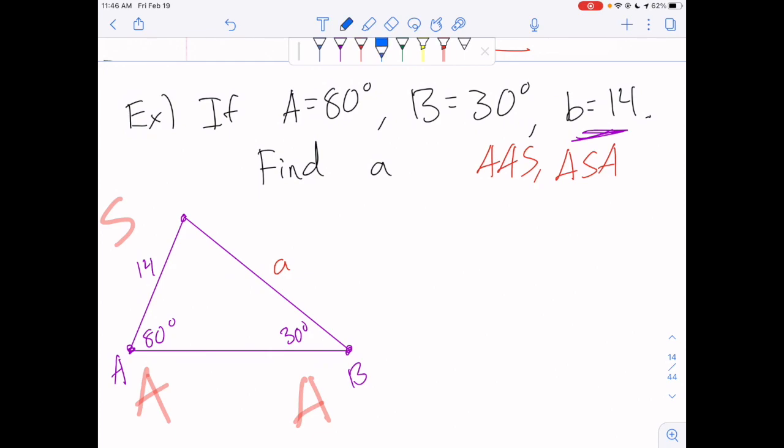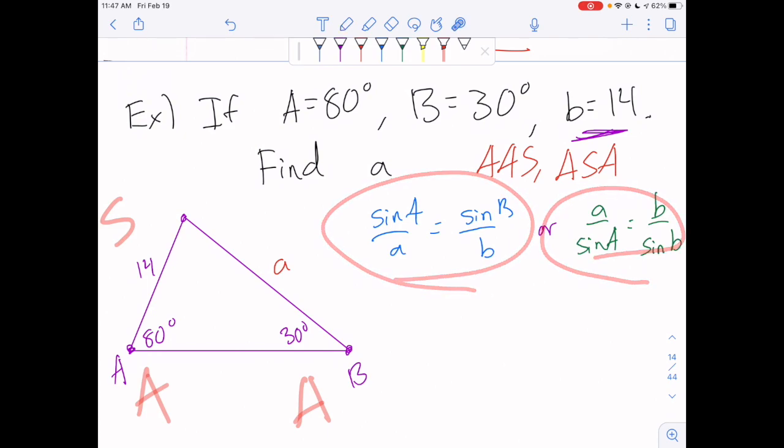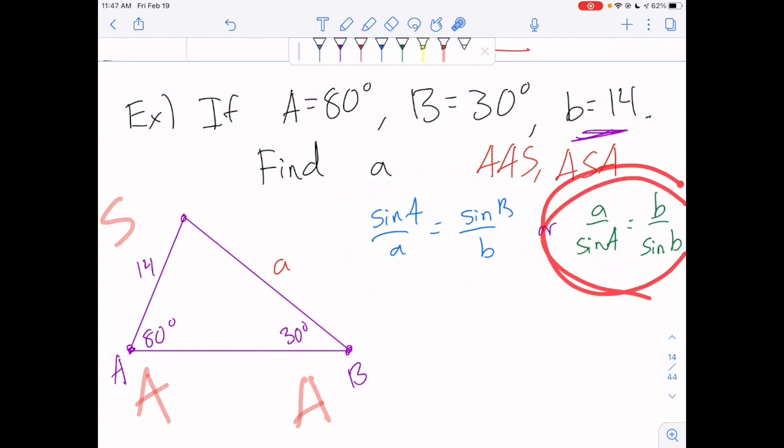So again, there's two formulas you can use. You can use sine A over a equals sine B over b. Or you could just use a over sine A equals b over sine B. So either proportion works. Which one would actually help us? Which one is actually easier for us to pick from? The answer would be this one over here.